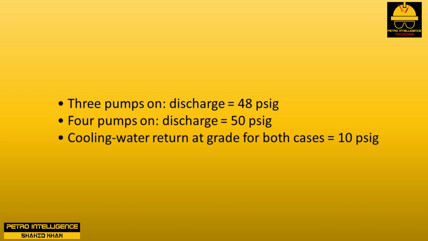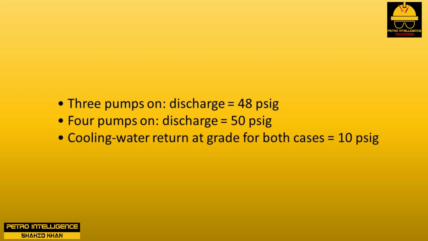Increasing water flow. Your cooling tower basin is likely served by a number of circulation supply pumps. You may have observed that putting an additional pump online does very little in increasing the combined pump discharge pressure. This means that the total water flow has not increased. For example, 3 pumps on, discharge equals 48 psig. 4 pumps on, discharge equals 50 psig.